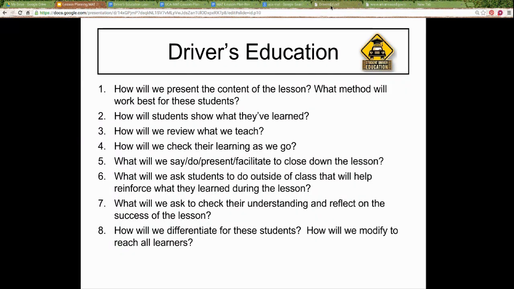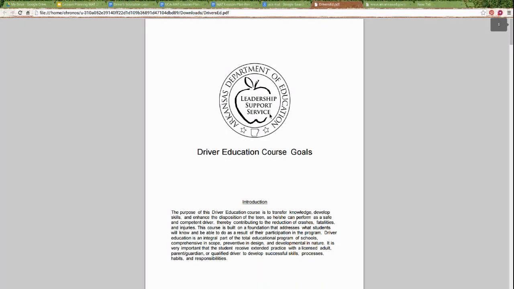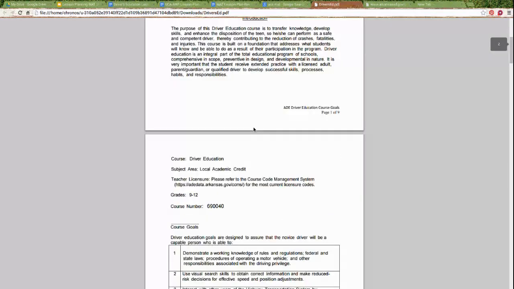One of the things I brought along with me to help us is the actual set of driver's education course goals from the ADE that junior highs and high schools use. Basically, these are the curriculum frameworks for teaching driver's ed. And so we started to look through here to find something that we thought might be appropriate for us to teach to these students.